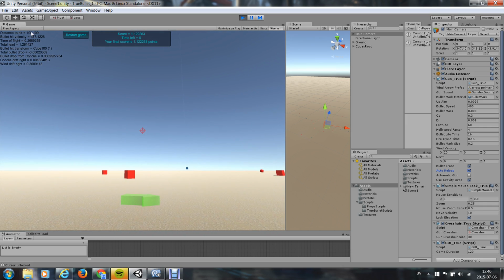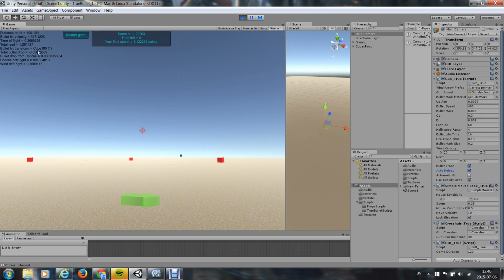That one. So now 100 meters, 347 meters per second. Time of flight is 0.26. Total lead, 1.28 meters. That's how much I must lead the target to hit it. So the target moved 1.28 meters from the time I pushed the trigger to the bullet hit the target.